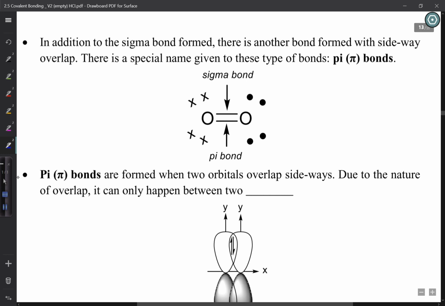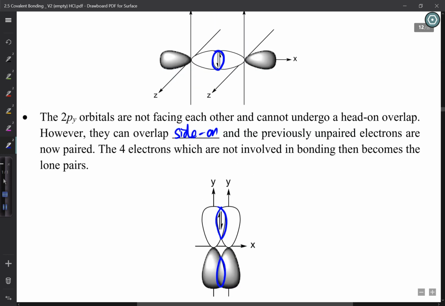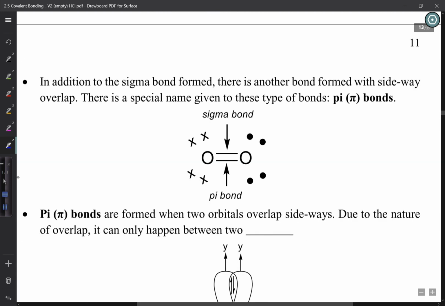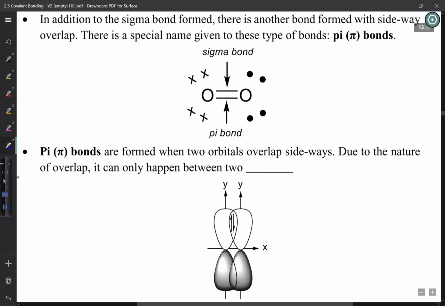So actually for oxygen, this double bond, one of it is a sigma bond, which is caused by the head-on overlap, and another bond is actually caused by sideways overlap. So therefore, these two bonds, one of them is called a sigma bond, one of them is called a pi bond. Alright. So pi bonds are formed when two orbitals overlap sideways, and due to the nature of overlap, it can only happen between two p orbitals.